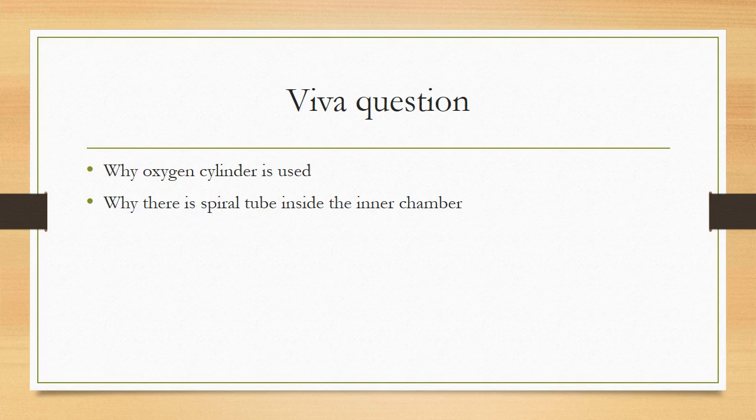And the spiral tube, which you will see in the live experiment, is spiral because the solution comes through that tube. The temperature of the solution is around room temperature, but the temperature of the inner chamber is maintained at 37 degrees Celsius. So the solution is maintained at 37 degrees when it reaches the inner chamber, so that it may not damage the intestine.